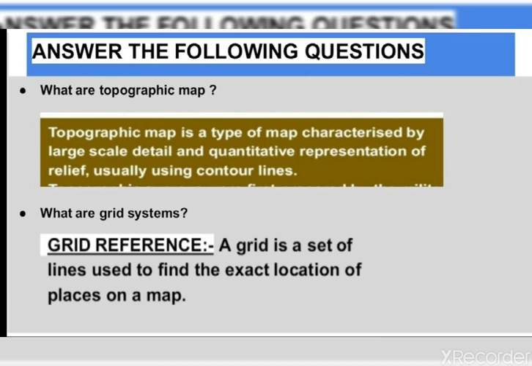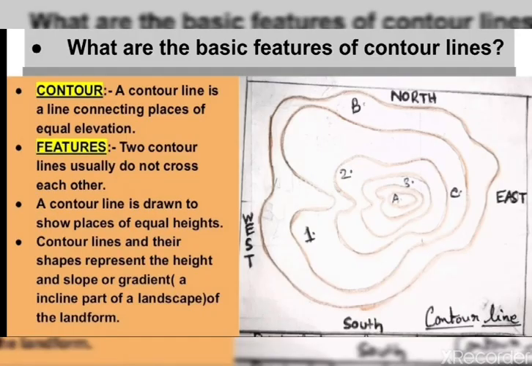Next, what are grid systems? We will write: a grid is a set of lines used to find the exact location of places on a map. Next question, what are basic features of contour lines?